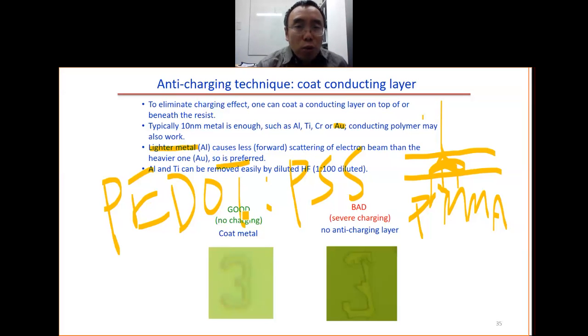This way, you do not need high vacuum metal deposition by evaporation or sputtering. But the problem is that those polymers are not cheap. You buy a small bottle, and it costs maybe $1,000 or $2,000. As a result, people still use metal coating very often. This is the first method: we use metal coating to get rid of the charging effect.